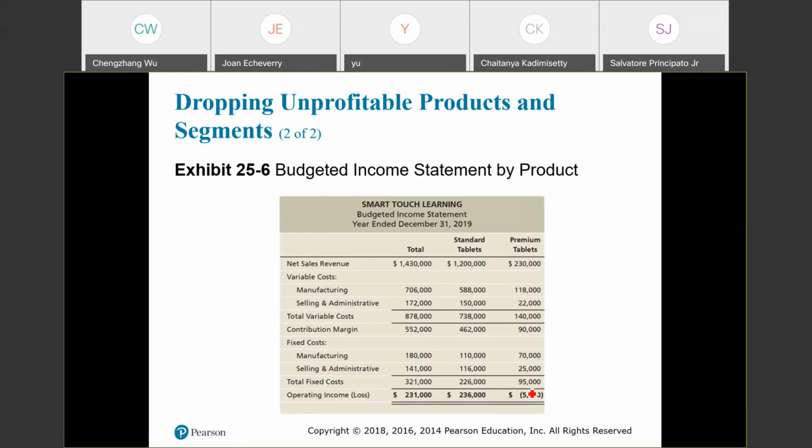Well, in this case, obviously, we can see the contribution margin of premium tablets is negative. So obviously, as the management, you may want to drop the premium tablet. Well, but before you make such a decision, you need to consider more factors.